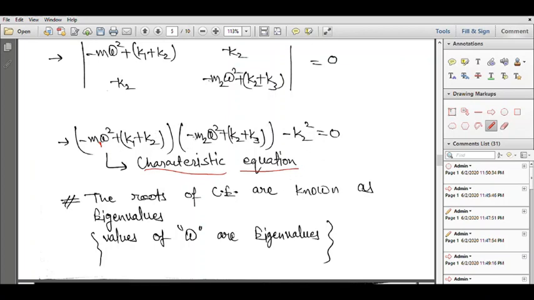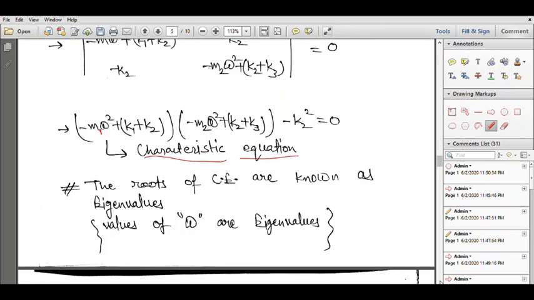Now what will be the roots of this characteristic equation here? The roots will be the values of omega square. Right, the roots of this equation will be the values of omega, sorry, not omega square, omega. The roots of this characteristic equation will be the values of omega. That means the values of omega will be the eigenvalues, right? Because we know the roots of characteristic equations are called eigenvalues. So the values of omega will be eigenvalues.